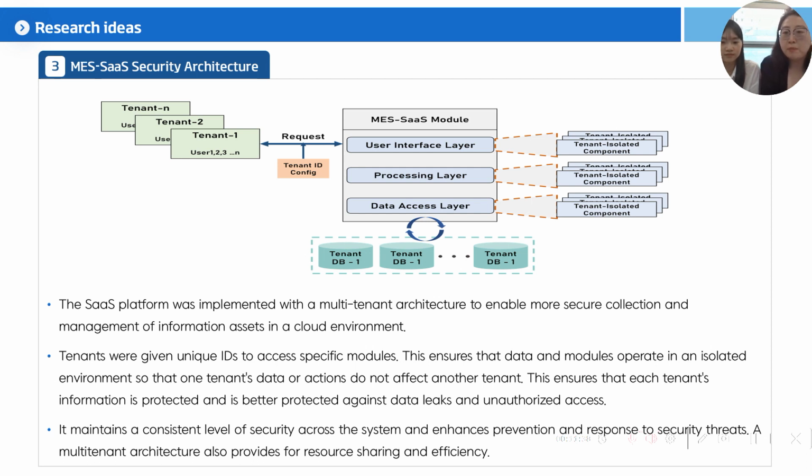This ensures that data and modules operate in an isolated environment so that one tenant's data or actions do not affect another tenant. This ensures that each tenant's information is protected and is better protected against data leaks and unauthorized access. It maintains a consistent level of security across the system and enhances prevention and responses to security threats. Multi-tenant architecture also provides for resource sharing and efficiency.